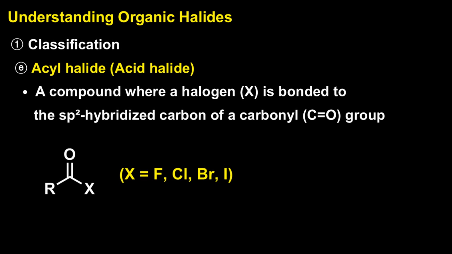Next, let's look at acyl halides, also called acid halides. They have a halogen attached to a carbonyl carbon. Because both the halogen and the carbonyl group are electron withdrawing, the carbon becomes super electrophilic. That makes it easy for nucleophiles to attack. A common example is acetyl chloride, CH3COCl. It reacts fast, which is why acyl halides are great intermediates for making esters, amides, and other acid derivatives. They're too reactive to use directly in most products, but perfect for synthesis steps.